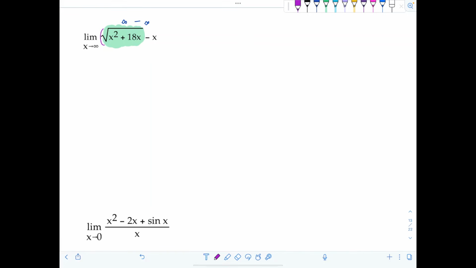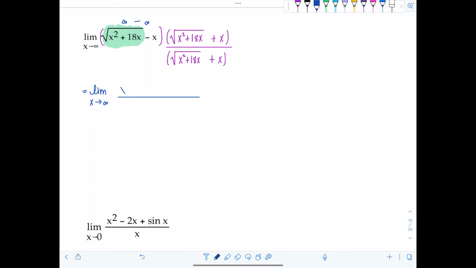So I'm going to multiply by the conjugate, but I have to do so in the top and bottom, and then I'll have a denominator, and I feel like I can just kind of duplicate what we did a couple examples ago. So I'm multiplying by rad x squared plus 18x plus x, top and bottom. And now let's see what happens. So we've got the limit, x approaches infinity. Here in the numerator, I'm just going to have x squared plus 18x minus x squared. And then in the denominator, we have rad x squared plus 18x plus x. Okay, great. So these x squareds cancel out.